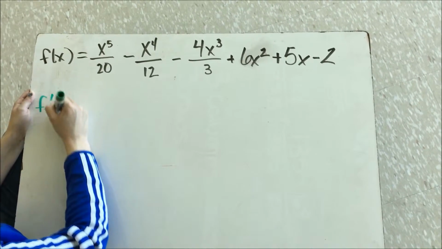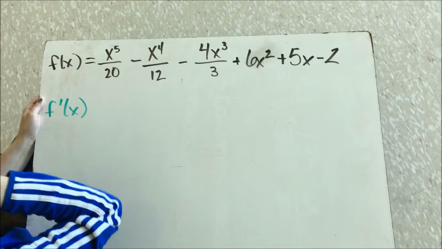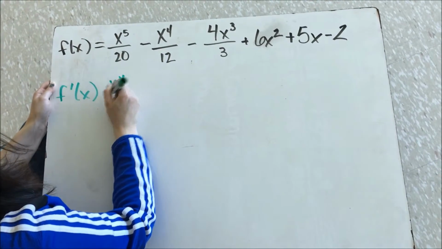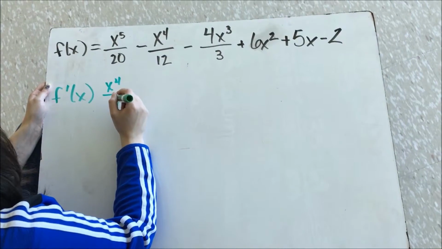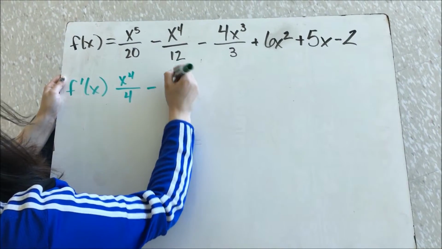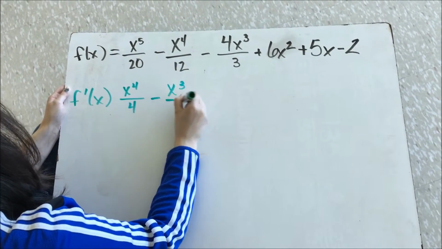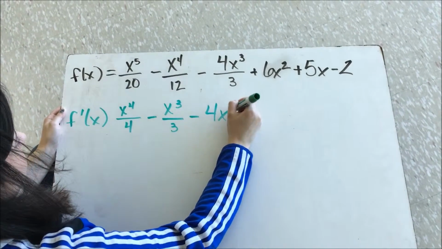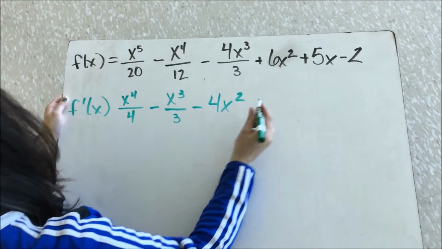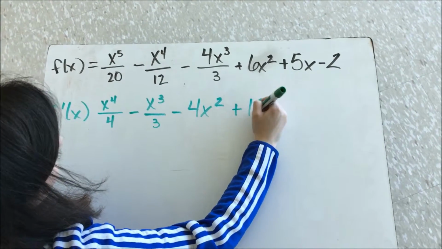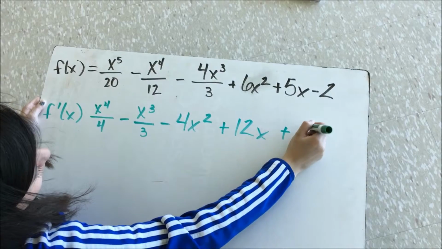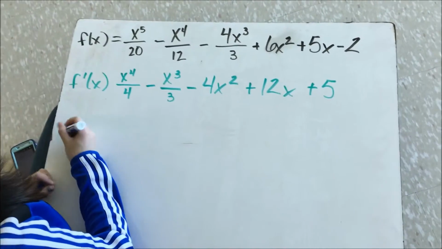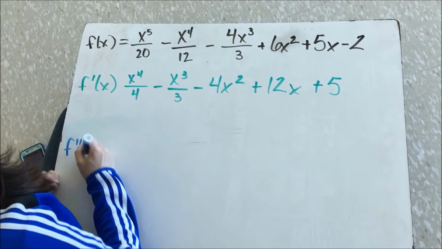The first step in curve sketching is to find the first and second derivatives of the given function. First, we will start with the first derivative of the function. Next, we will find the second derivative of the function.